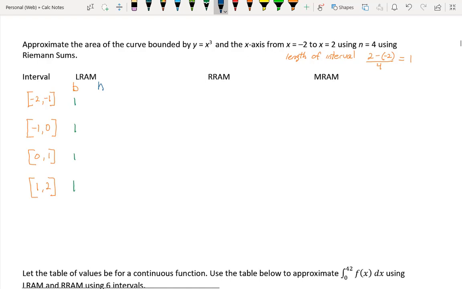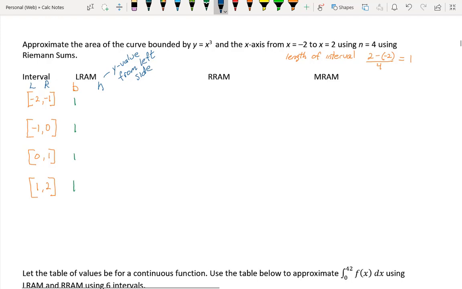Okay, so this is LRAM. So the height is the y value from the left side. Okay, so again, I'm going to highlight these. Actually, I don't think I want to, because I'm going to be using the values in the intervals for all 3 of these guys. So I need the y value from the left side. This is the left side of the interval, this is the right side of the interval, so we're using all of these x values down the left side.